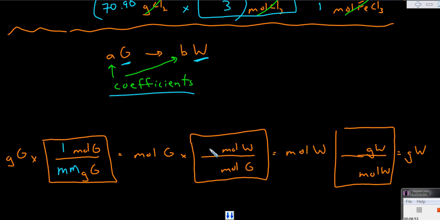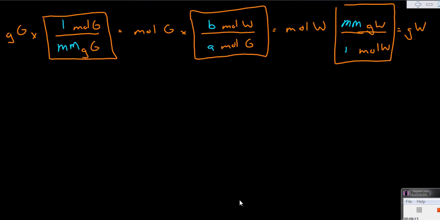And so you would use B as in front of W here, and A as in front of the given here. And then to go from moles of what we want into grams of what we want, again we use 1 mole is equal to the molar mass of what we want.